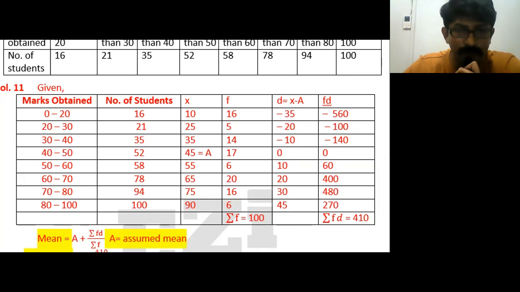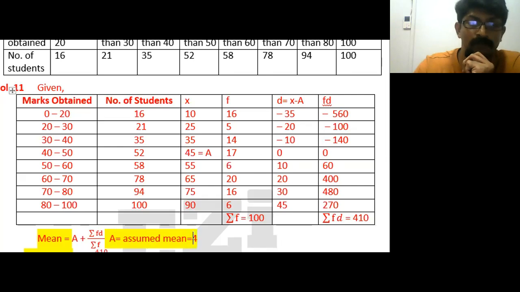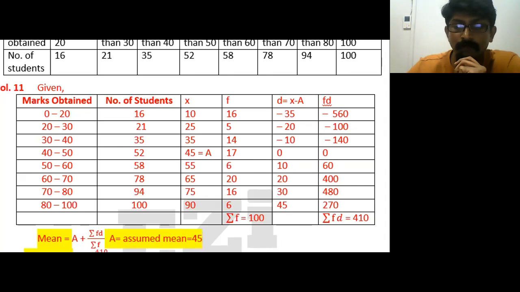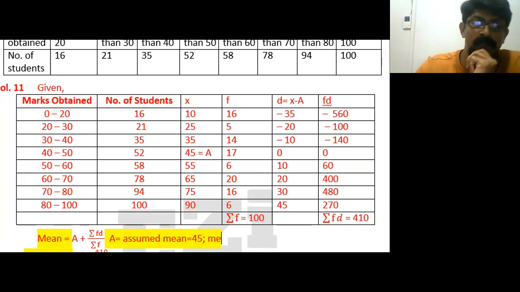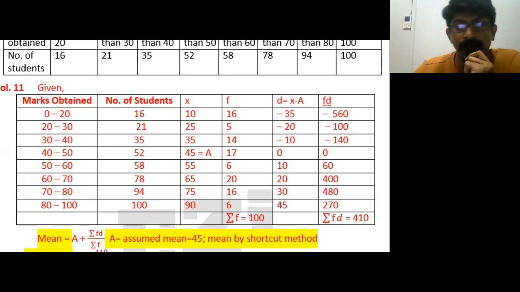And what is that assumed mean? We'll have to always write it down, this student. Remember that assumed mean we have considered as 45. And then we're also going to write it down mean by shortcut method. And now student, once you write this down, we'll have to just apply the formula over here and then do substitution.